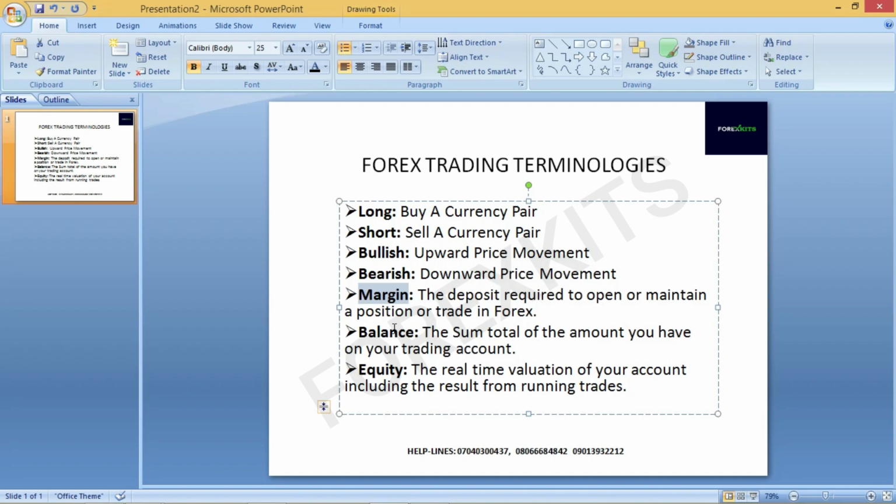So if you have trades that are running into profit, it will be added to your balance, and that will now be your equity. Even if that has not been added to your balance completely because you've not closed that trade, it just gives you the real-time calculation of what your balance is worth at that particular time, or what your account is worth.